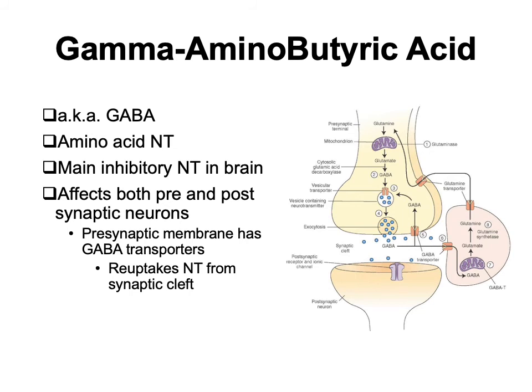Presynaptic membranes have GABA transporters on them. They can reuptake the neurotransmitters from the synaptic cleft. So in the presynaptic one, it'll inhibit the reuptake, and then on the postsynaptic one, it'll cause inhibitory effects of the receiving receptors on the postsynaptic membrane.